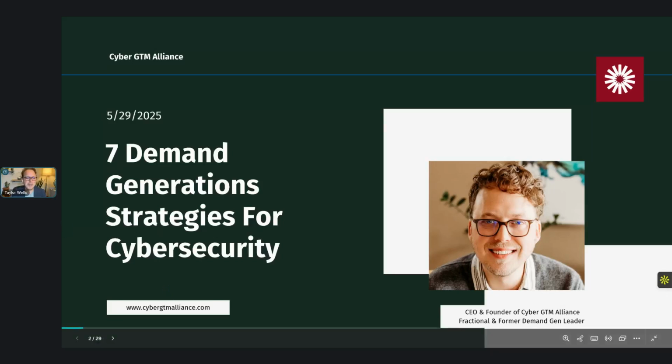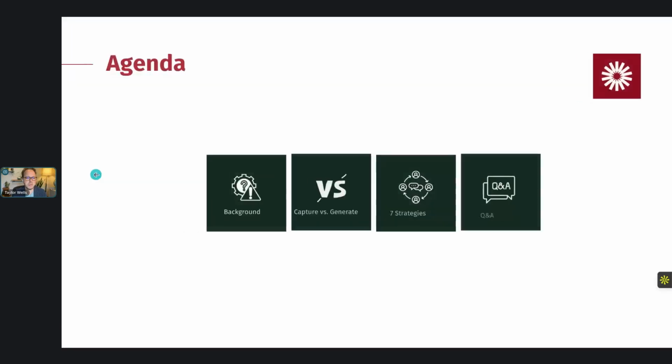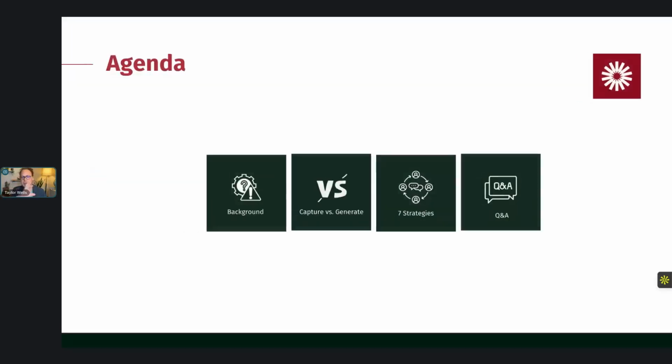So a little bit based on our agenda today, we're going to be talking about some background, where are we at, where are we going. We're going to talk about how to capture demand versus generate it. We'll go into 7 strategies, and then also, if we have time, I'll try to answer any of your questions. If you have questions throughout, please just put them in the chat, and I'll try to answer them as we get going.